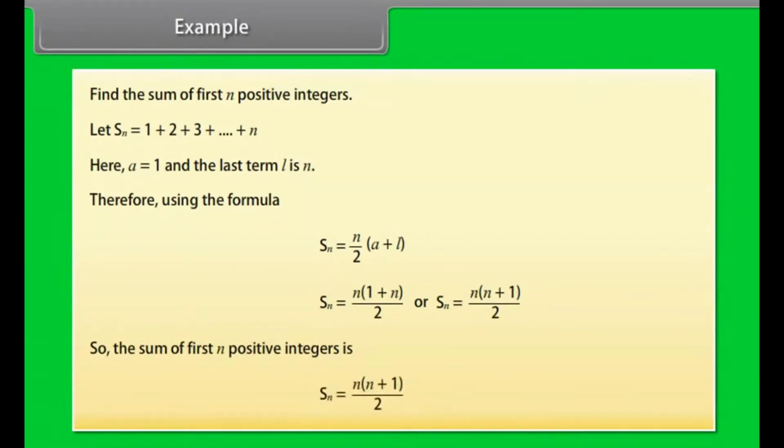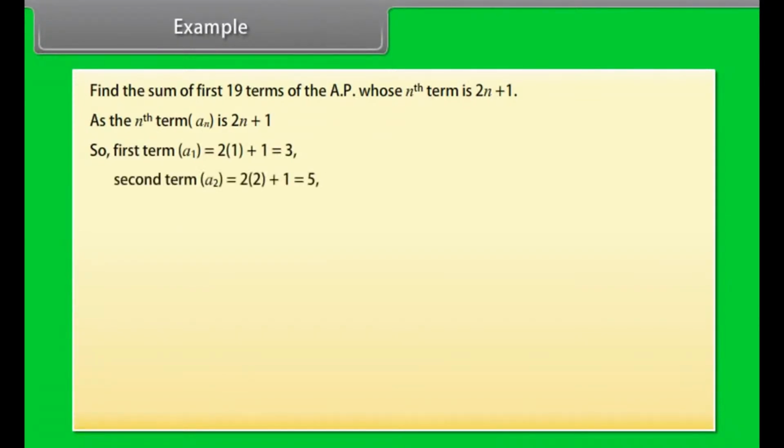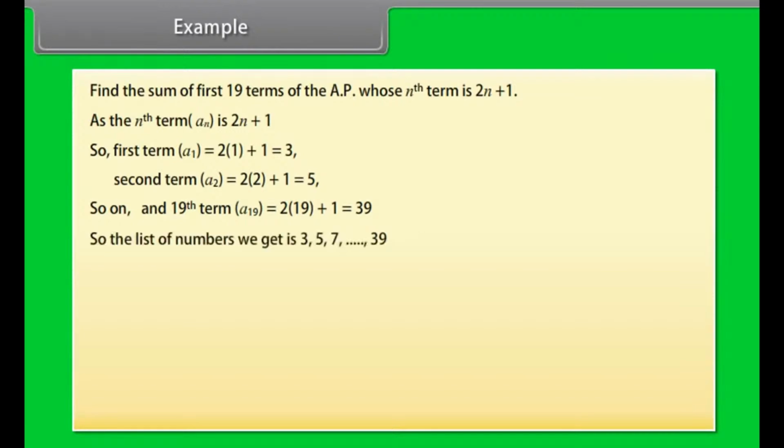Find the sum of first 19 terms of the AP whose nth term is 2n plus 1. As the nth term an is 2n plus 1, so first term a1 is equal to 2 into 1 plus 1 is equal to 3. Second term a2 is equal to 2 into 2 plus 1 is 5, and so on, and 19th term is equal to 2 into 19 plus 1 is equal to 39. So the list of numbers we get is 3, 5, 7, and so on, 39.